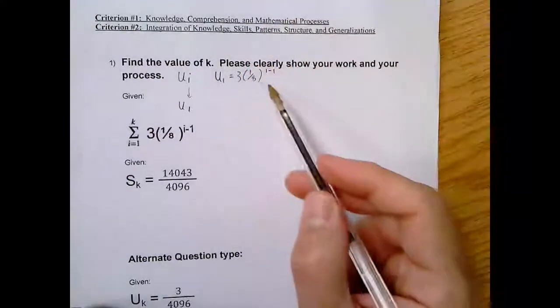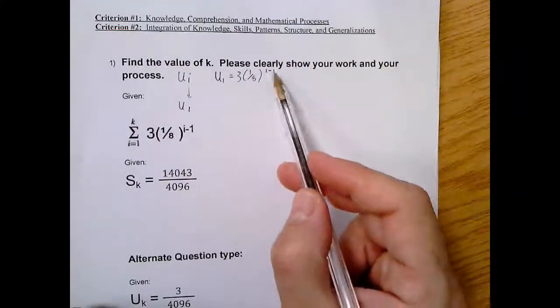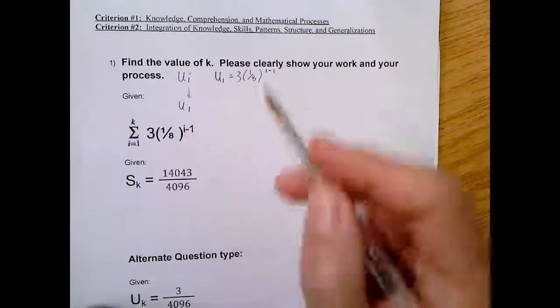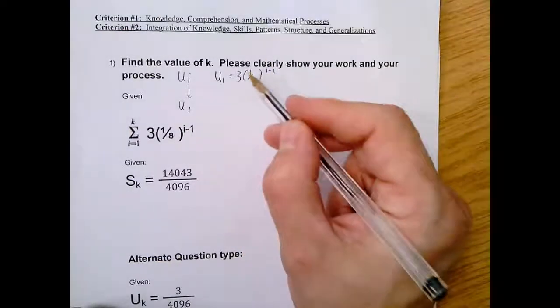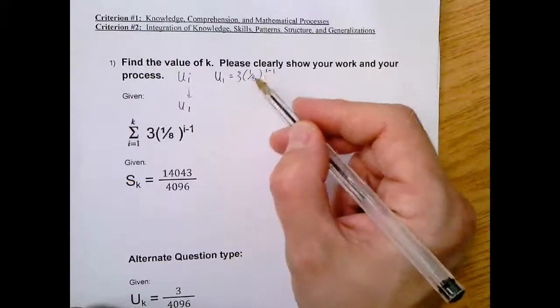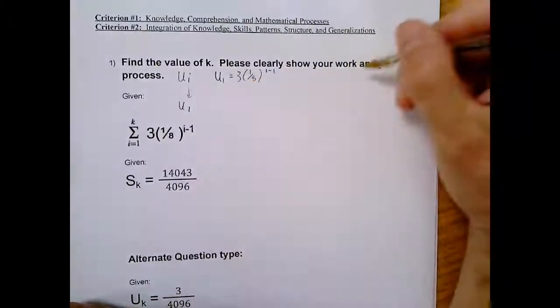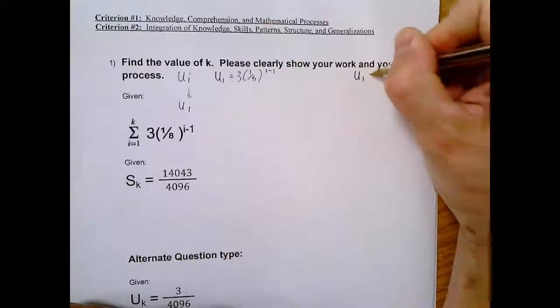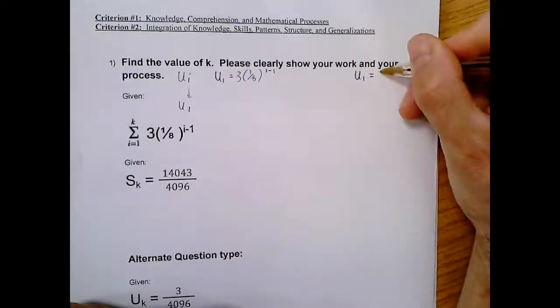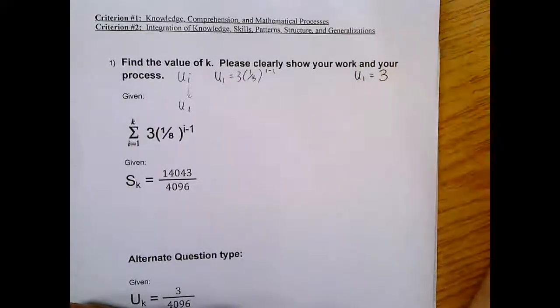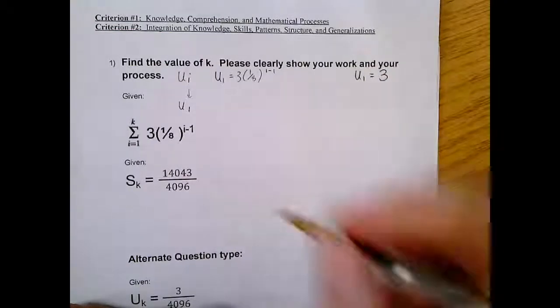And we can just look at this and talk about it, right? 1 minus 1, because I put a 1 instead of the i. So 1 minus 1 is 0. 1/8 to the 0 power is 1, because anything to the 0 power is 1, and 3 times 1 is 3. So I'll just put this over here, I know now u sub 1 is 3. Good news day. Let's keep it going.